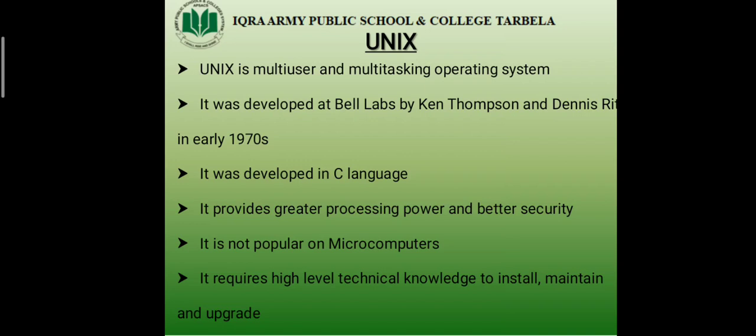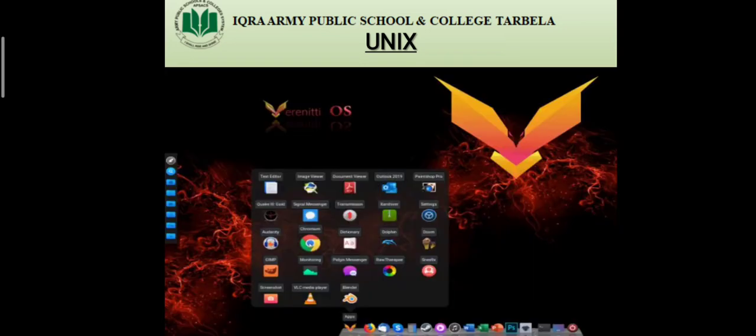Many versions of Unix operating system are available for a wide range of computer systems, from microcomputers to mainframes. It is typically not popular for use on microcomputers. It is commonly used on servers. Servers are the main computers. It requires a high level of technical knowledge to install, maintain, and upgrade. The latest version of Unix also provides GUI. As you can see on the screen, it is the latest version of Unix and it is a graphical user interface.